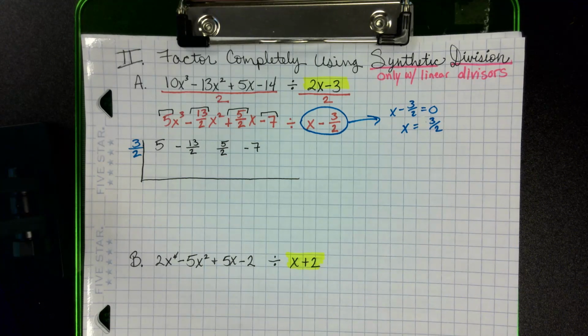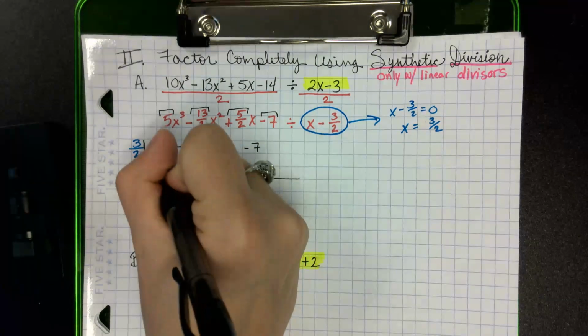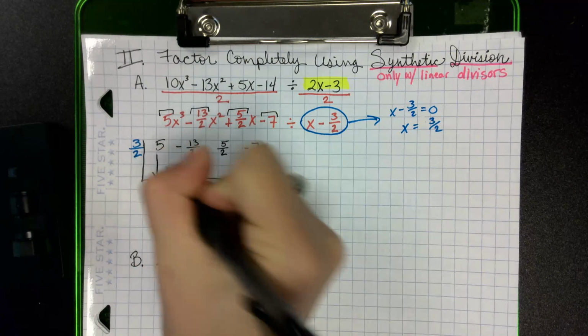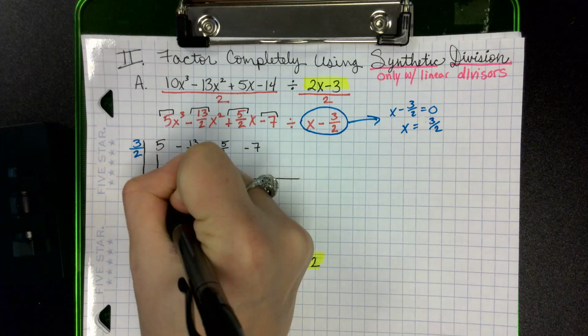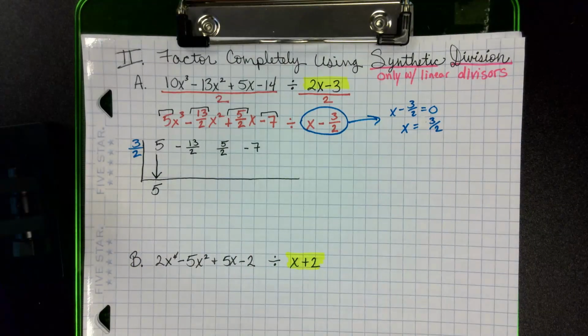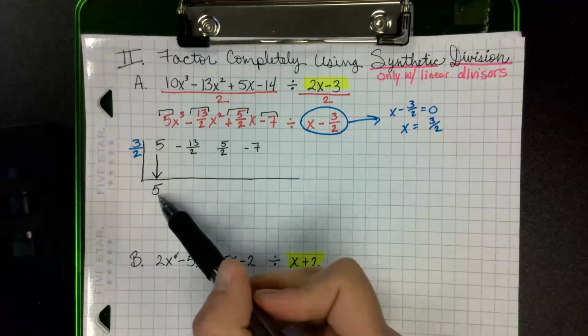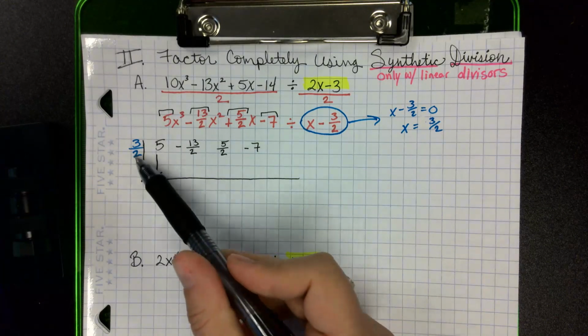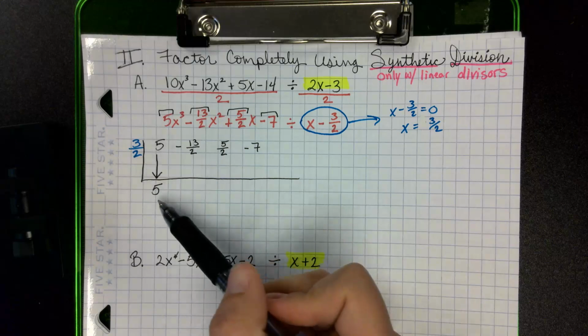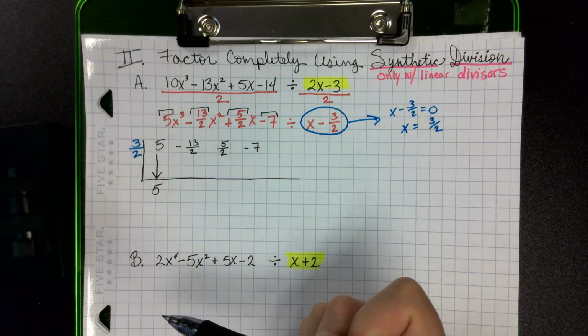Every time you do synthetic division, you start the same way. You just take your first number and bring it straight down. Don't do anything to it. Write it below the line, 5. Then you multiply, whatever's below the line gets multiplied by your 0. So 5 times 3/2.